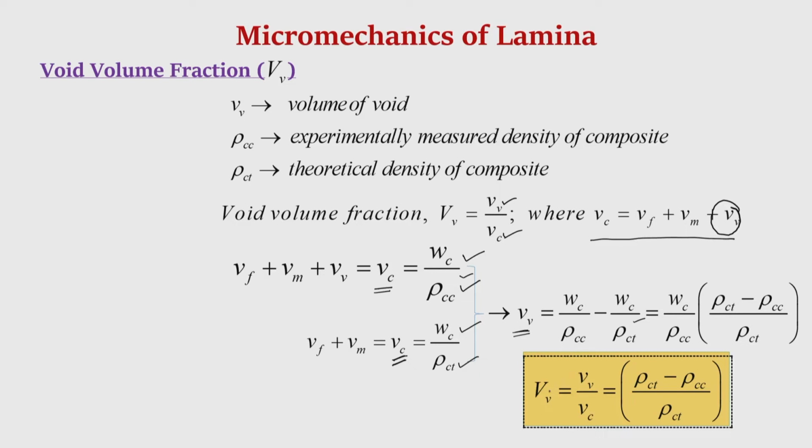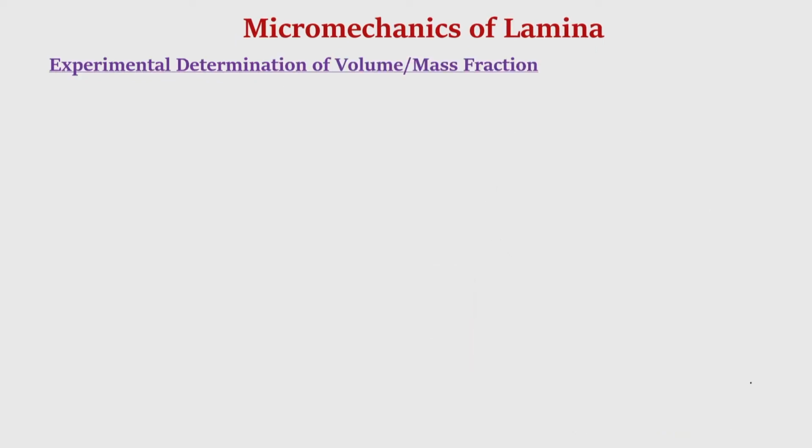So, we finally get an expression, a relation where the void volume fraction V v could be related to the theoretical density and the experimentally measured density. Now, we understood some of the important terminologies, like the volume fraction of the fiber and the volume fraction of the matrix. Of course, they are dependent; knowing one we could find the other, because V f plus V m is equal to 1.